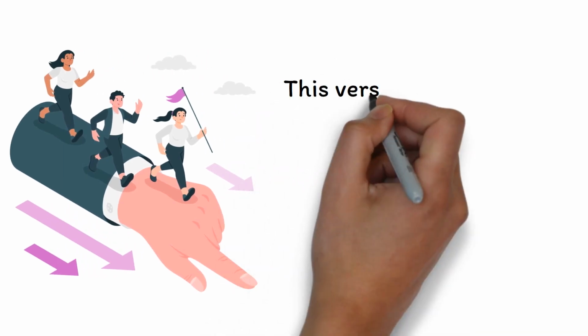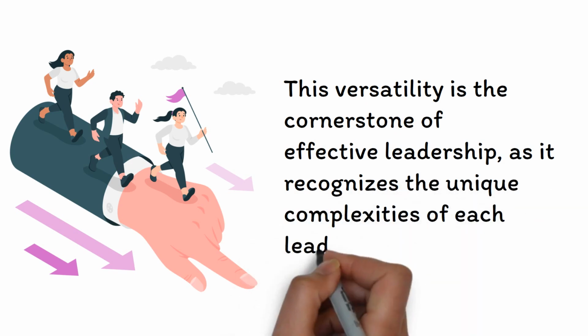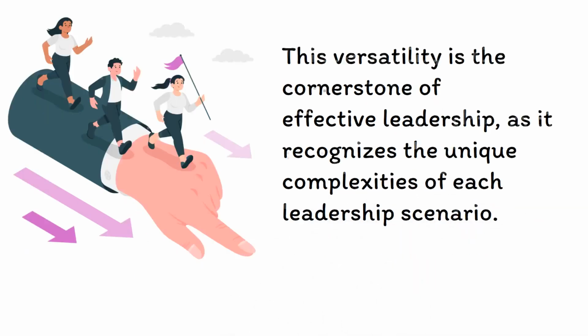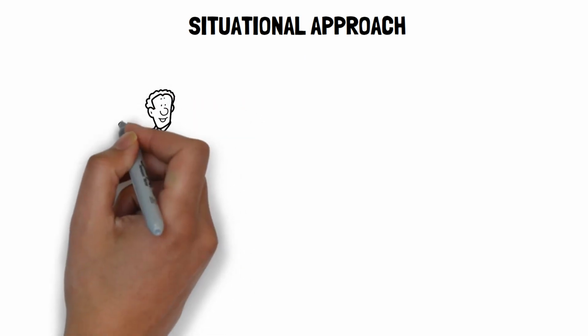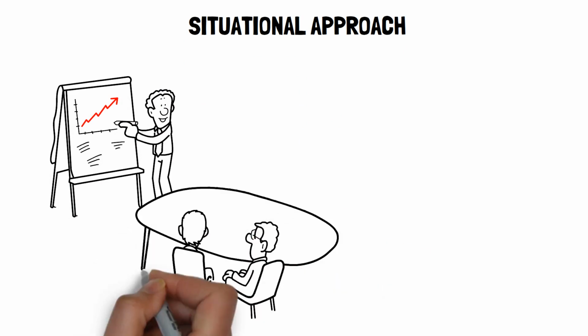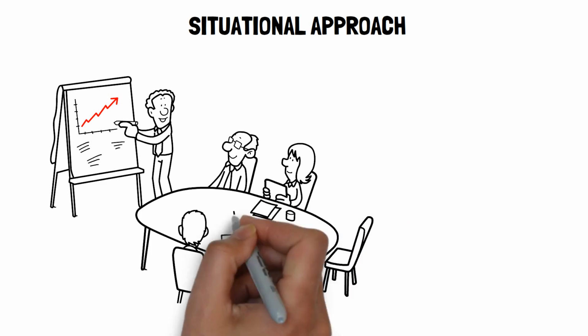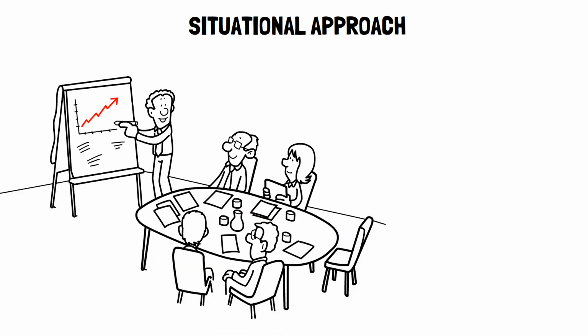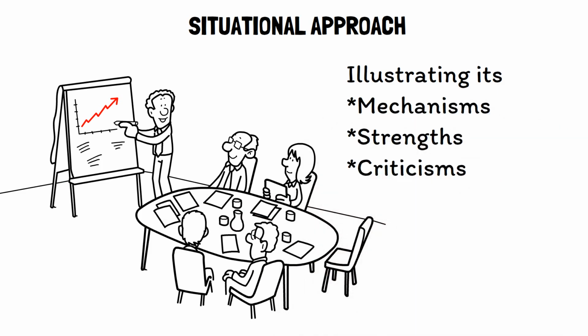This versatility is the cornerstone of effective leadership, as it recognizes the unique complexities of each leadership scenario. Situational approach. In the evolving landscape of leadership theories, the situational approach has emerged as a versatile and dynamic framework that underscores the importance of adapting leadership styles to the context of the situation. This chapter aims to interpret the situational approach, illustrating its mechanisms, strengths, and criticisms, while also exploring its practical applications.